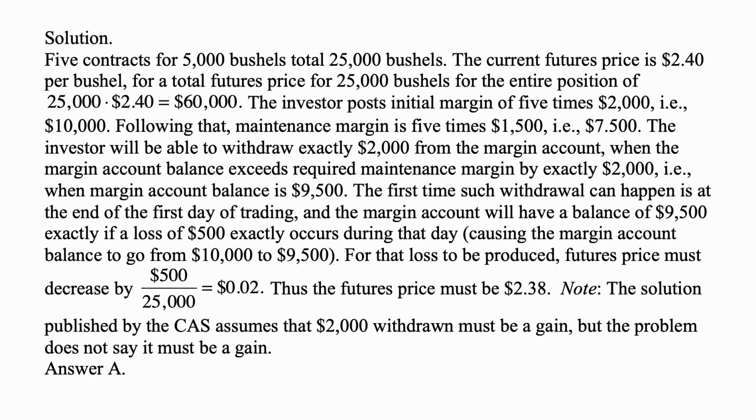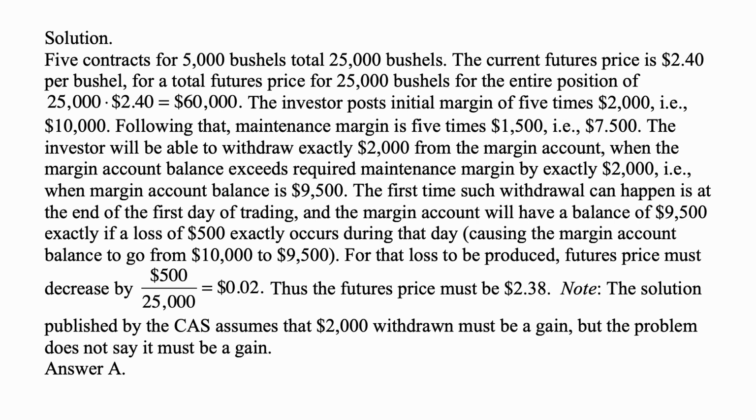And here's the solution. So 5 contracts for 5,000 bushels total 25,000 bushels. The current futures price is $2.40 per bushel, for a total futures price for 25,000 bushels for the entire position of 25,000 times 240, that's 60,000. The investor posts initial margin of 5 times 2,000, so 10,000. Following that, maintenance margin is 5 times 1,500, so 7,500.